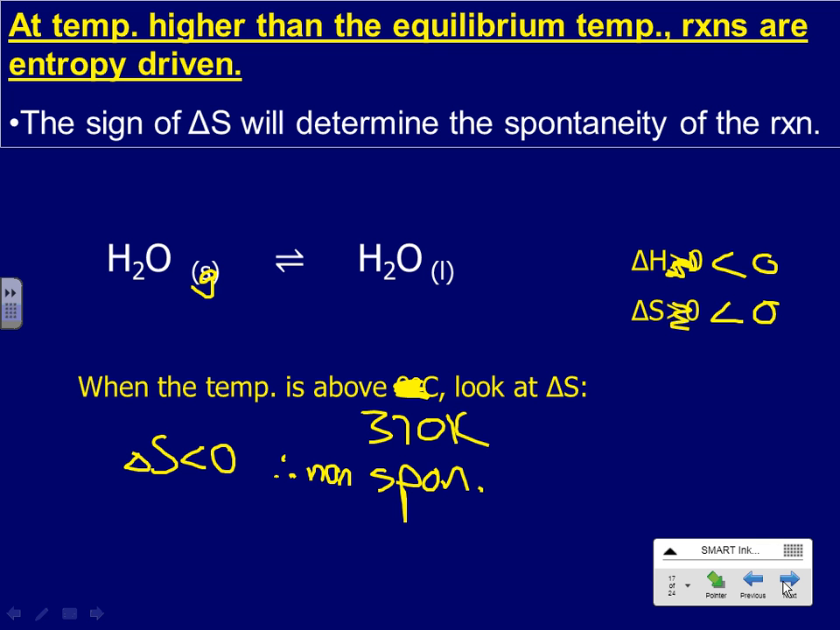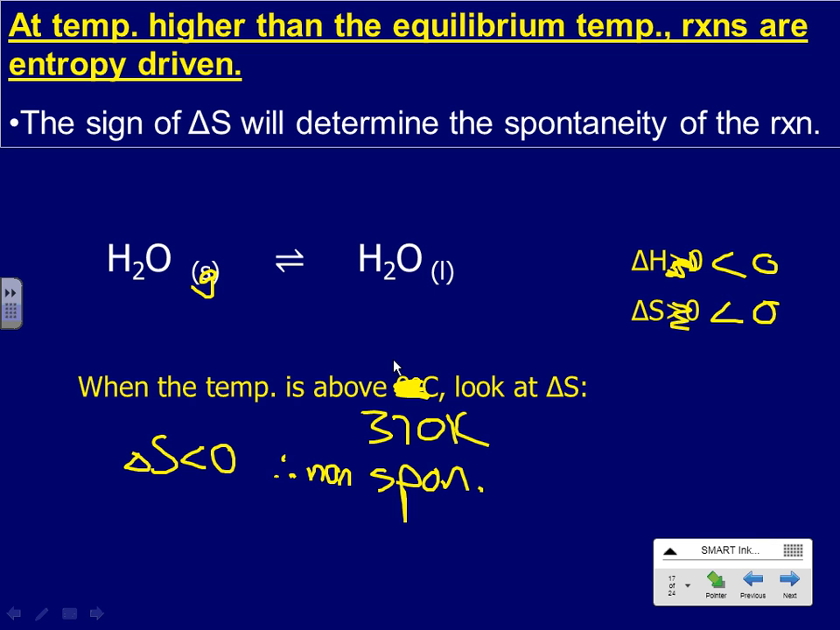When they're both the same sign, as soon as you've got that, it's either always spontaneous or always non-spontaneous over the entire temperature range. You cannot make that delta G become the opposite sign no matter what you do to the temperature. And hopefully one of my examples deals with that. If not, we'll talk about one of the questions on the thing.